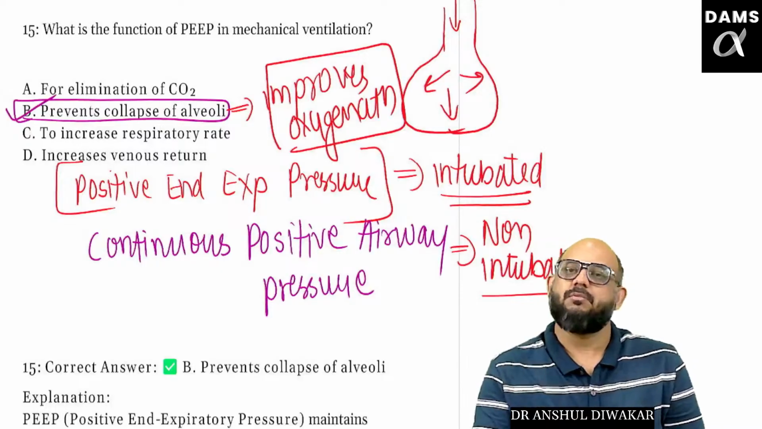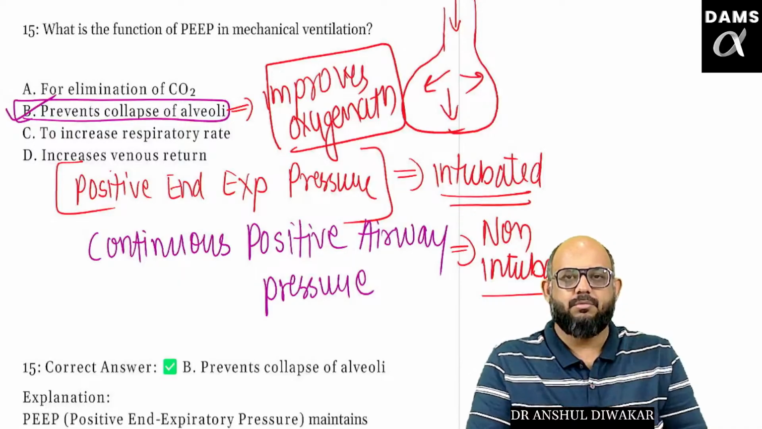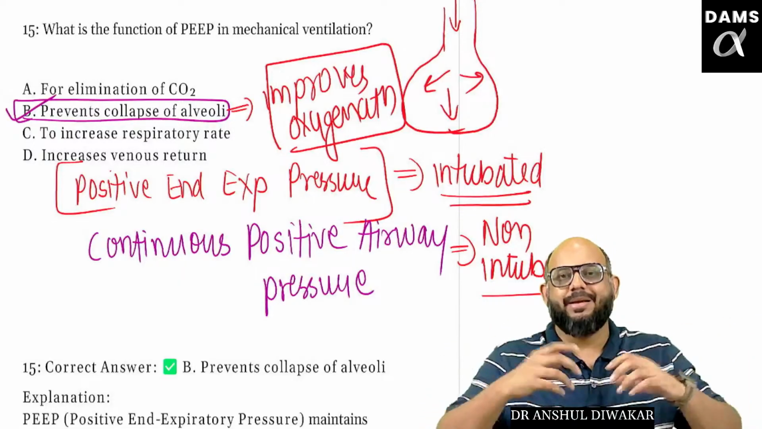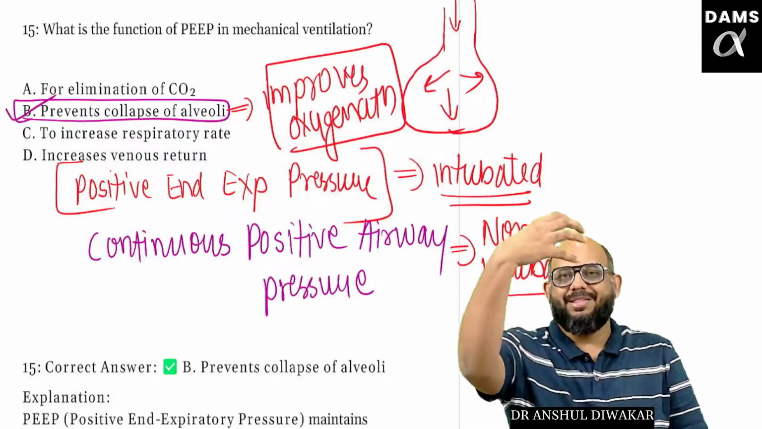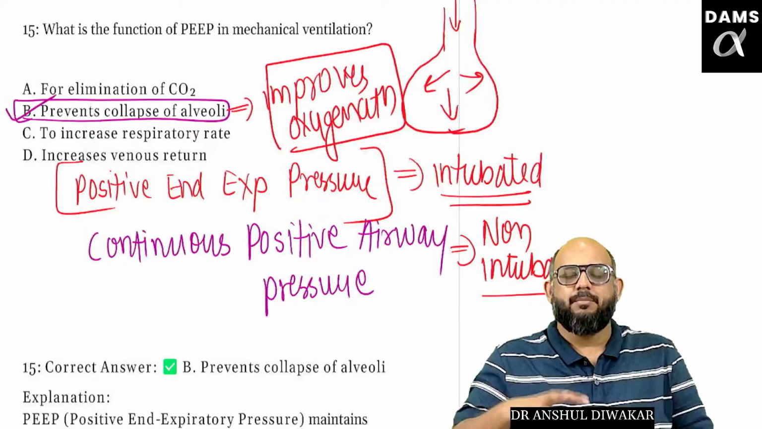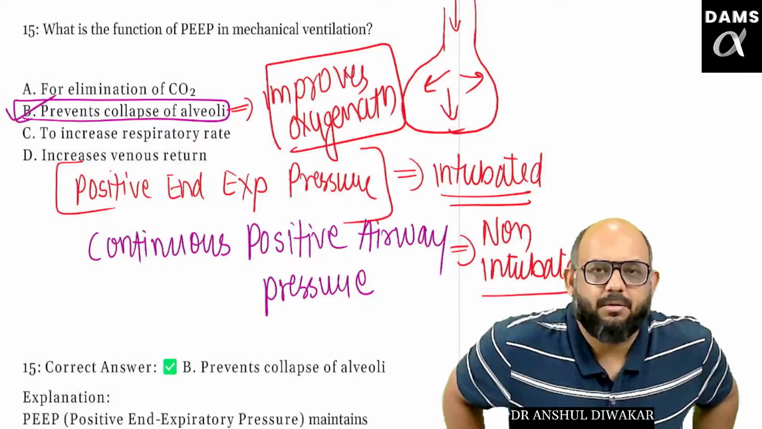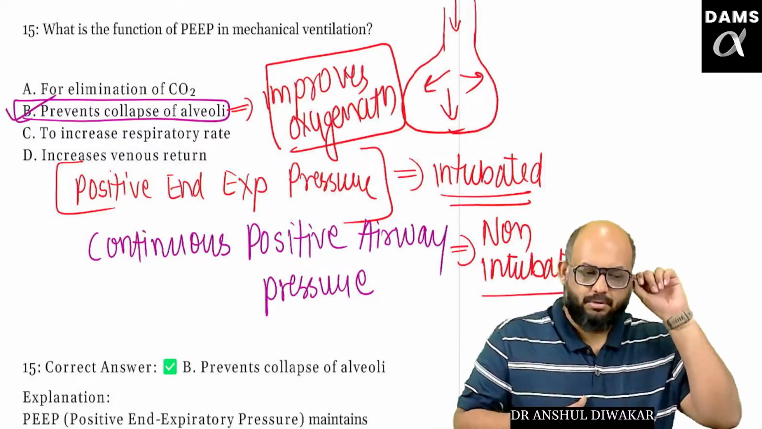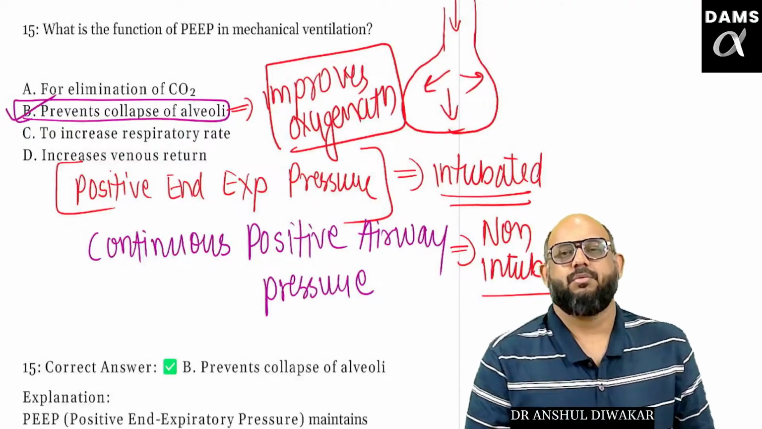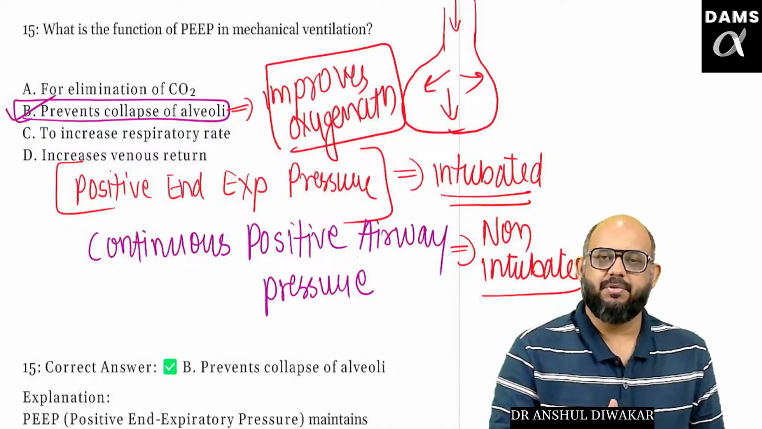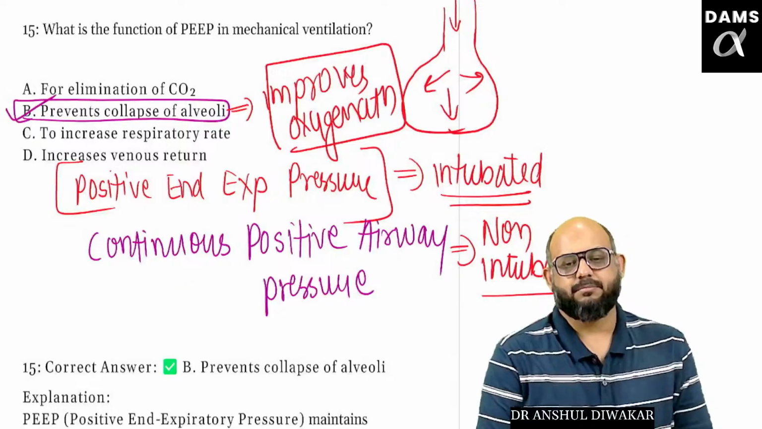PPV, full form, positive pressure ventilation. For that, you have to understand what is negative pressure ventilation. When your diaphragm goes down, your chest expands, there is a negative intrathoracic pressure that sucks the air from outside. Negative pressure breathing. But when you take a ventilator and you push the air in the breathing circuit or the airway, it is called positive pressure ventilation, PPV. So controlled ventilation is called PPV and spontaneous breath is called NPV.